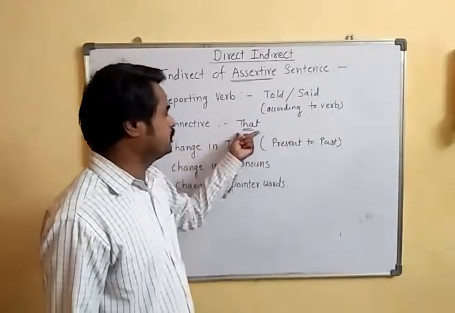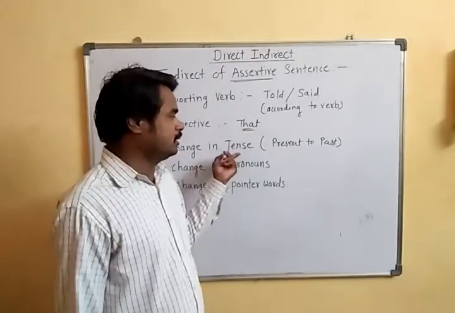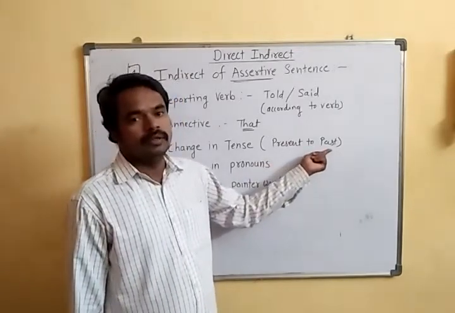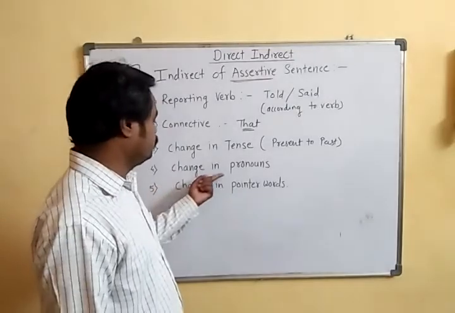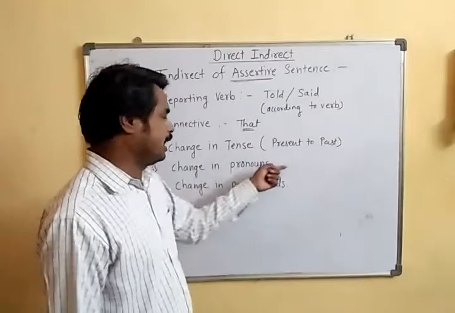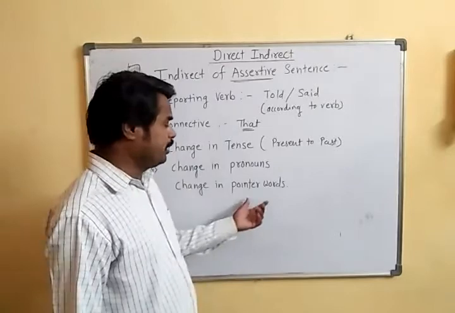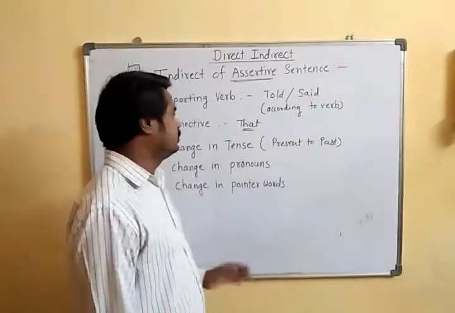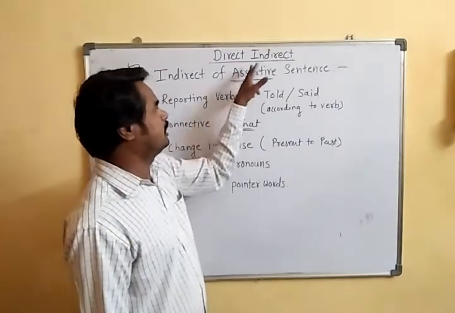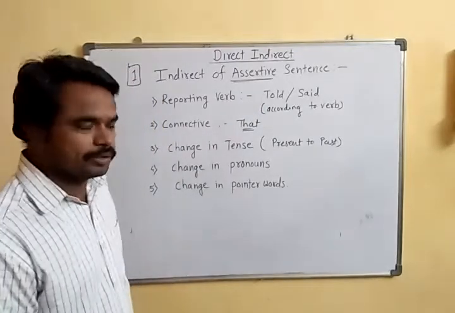Second thing, we have to use the connective that. After that, we have to do change in tense. Probably, if the sentence is in present, we have to convert it into the past. The next one, you have to do appropriate change in pronouns. Whatever pronouns are there in the sentence, we have to change. The next one, change in pointer words. Whatever the pointer words are there, you have to change. So these are 5 steps where you have to deal with changing an assertive sentence into indirect. Take down, and after that we will go for examples.